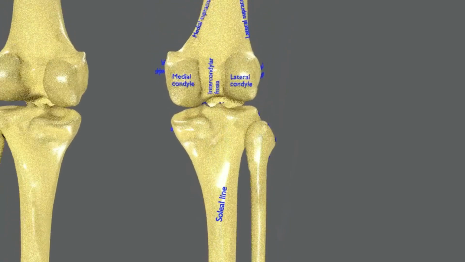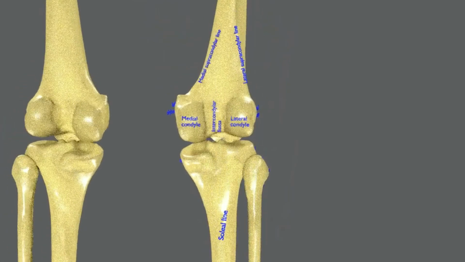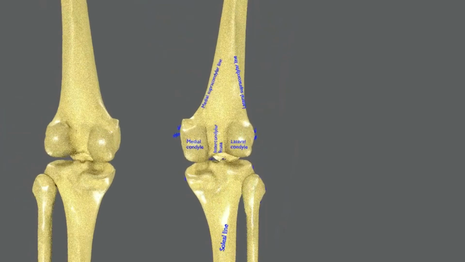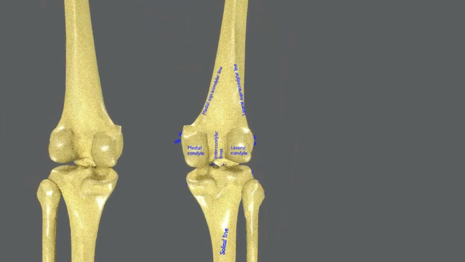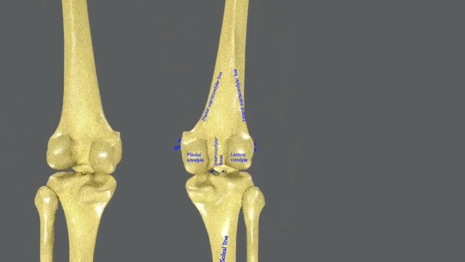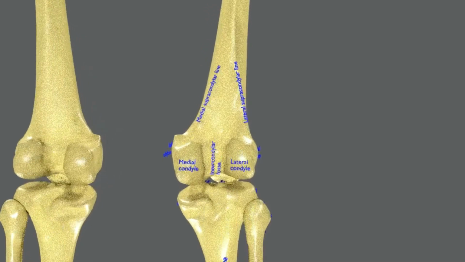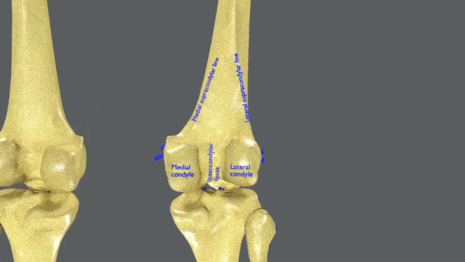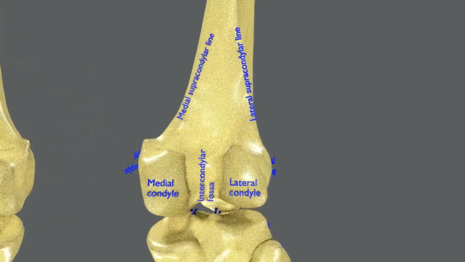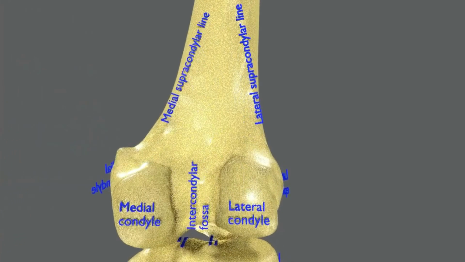Going back to the posterior view of knee joint, between the lateral and medial condyle of femur, there is intercondylar fossa for the passage of cruciate ligaments. The anterior cruciate ligament passes from anterior intercondylar area of tibia up to lateral femoral condyle. It prevents forward sliding of tibia on femur. Posterior cruciate ligament passes from posterior intercondylar area of tibia up to medial femoral condyle, preventing backward sliding of tibia on femur.